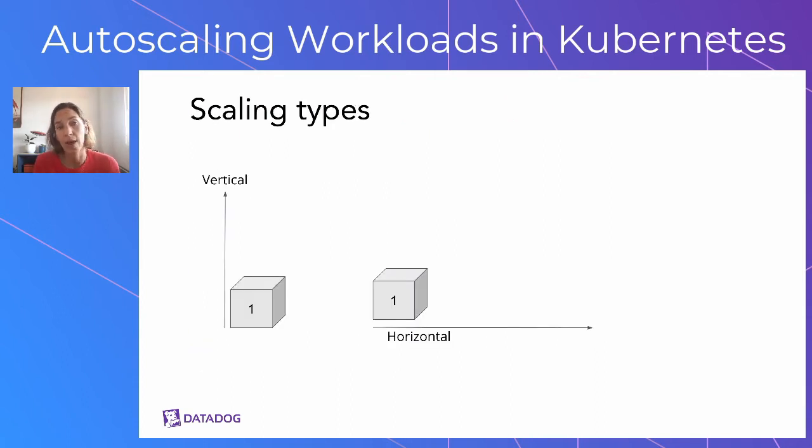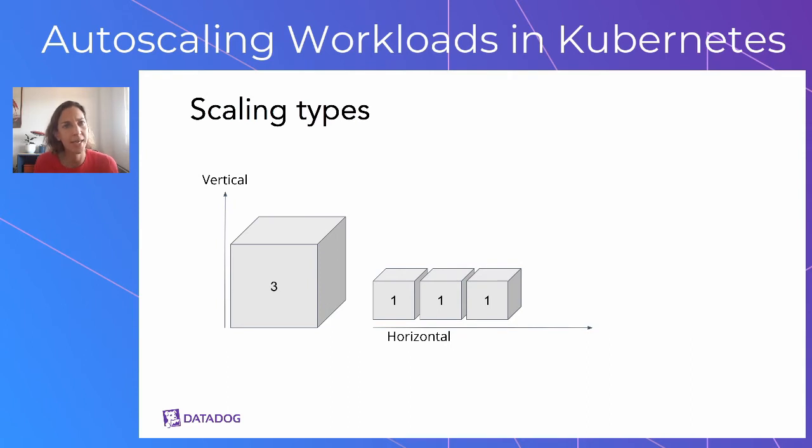There are two ways in which we can scale our workloads in Kubernetes, vertical and horizontal. Vertical basically means increasing the size of our pods, and we are going to explain a little bit later what that means. And horizontally basically means increasing the number of replicas that we have for a particular pod.